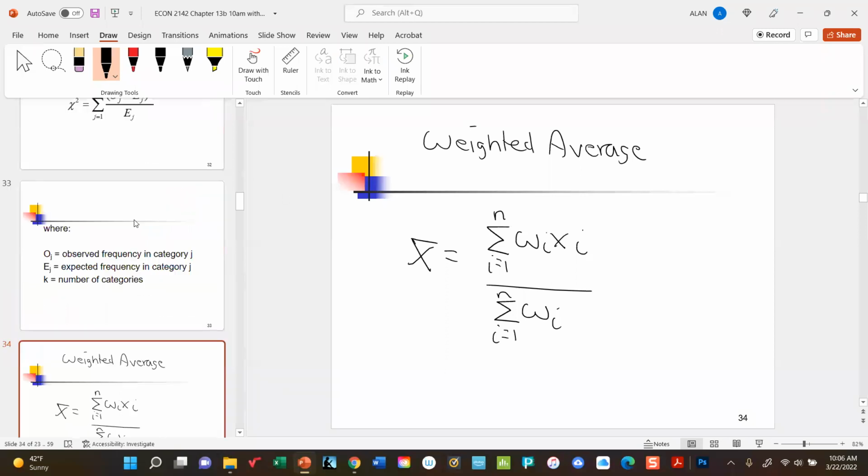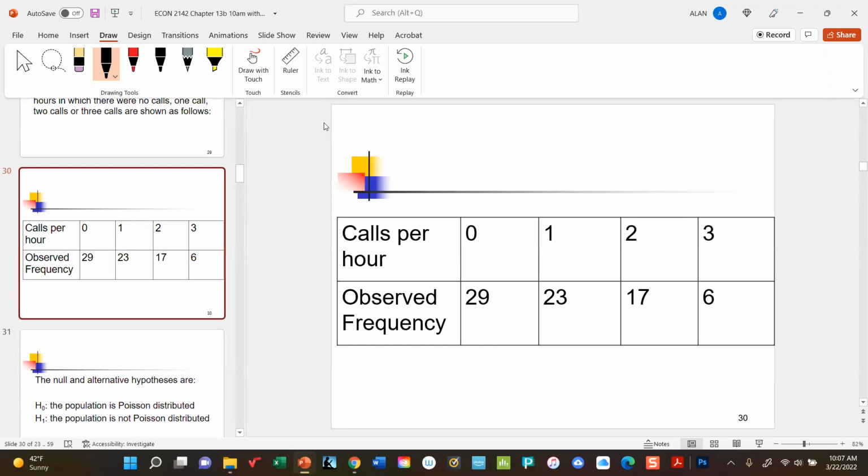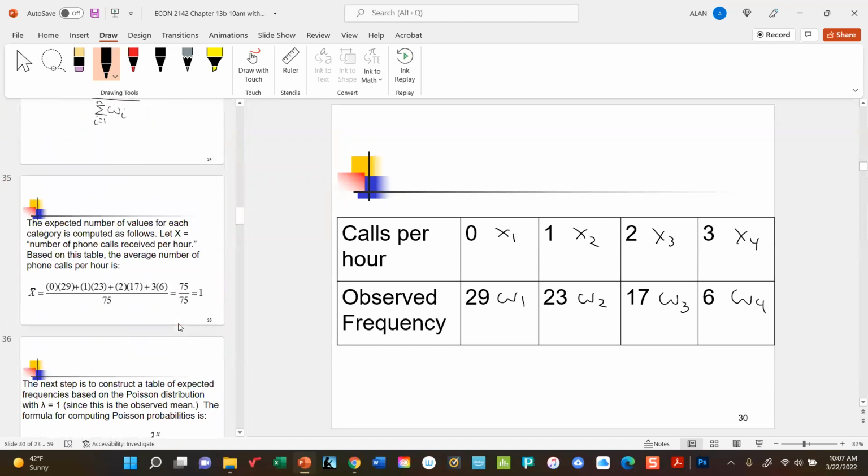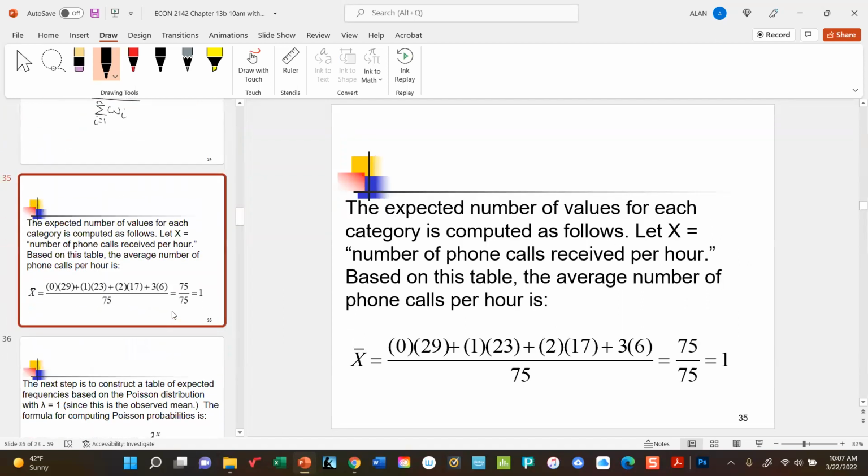So if we go back to this table, these would be our X's. You can think of this as X1, X2, X3, and X4, and then these would be the corresponding weights. The goal here is that in the numerator of our formula, we'll multiply these together and add them up, and the denominator will simply add up the weights. When you do that, and we did this in class, you're going to wind up with 75 in the numerator, 75 in the denominator. So that tells us that lambda equals 1 in this problem. That's good because we need that to come up with our answers.